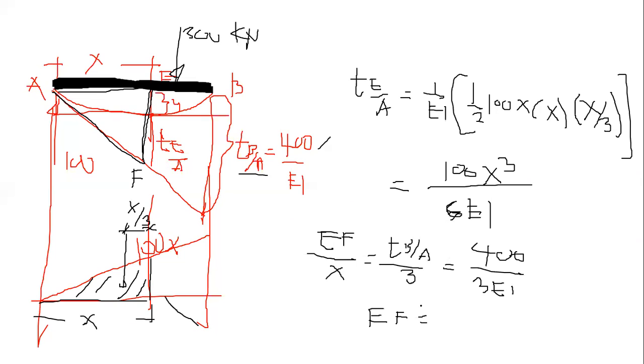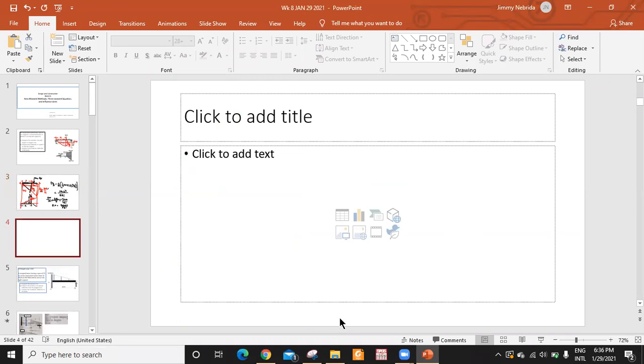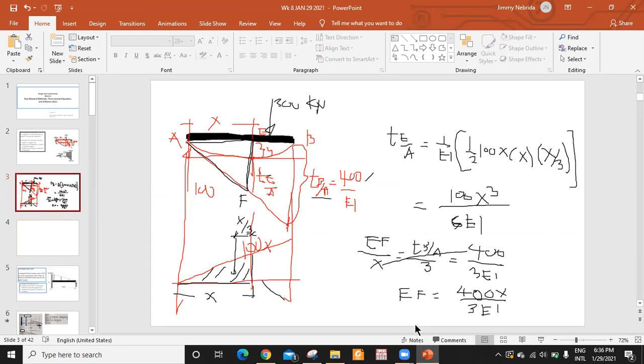So therefore, EF could be calculated equal to x times 400, we just cross multiply here, over 3 EI. So you have 400x over 3 EI. And from here, we can compute the value of y. Since we already have the value of this deviation at E from A, then we can compute the value of this y. Okay, so from here, let's just copy this one.